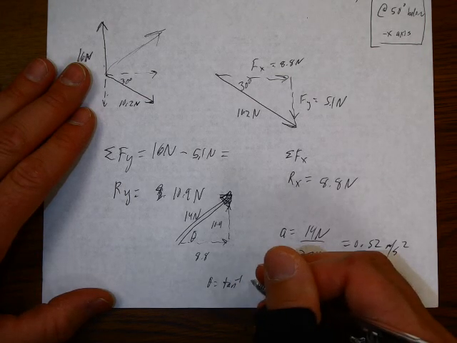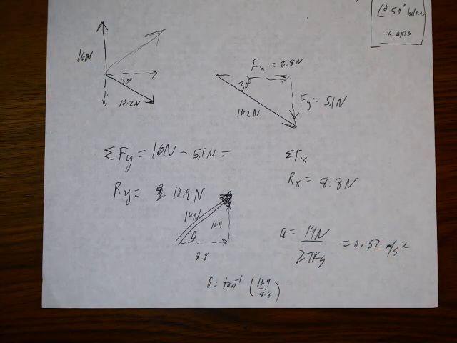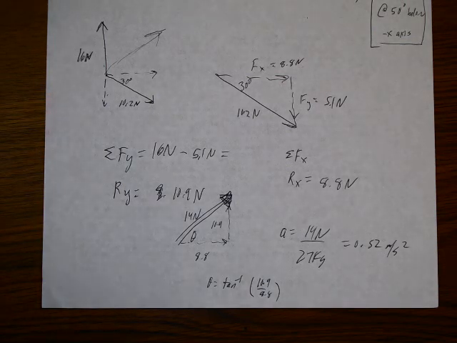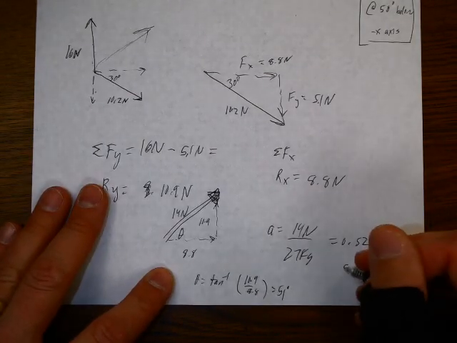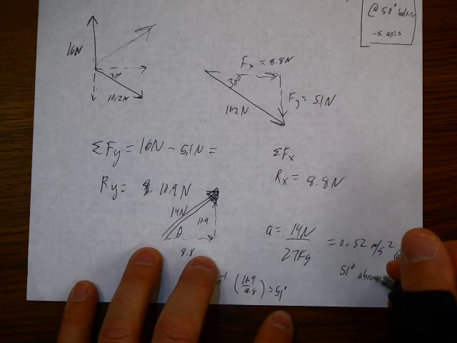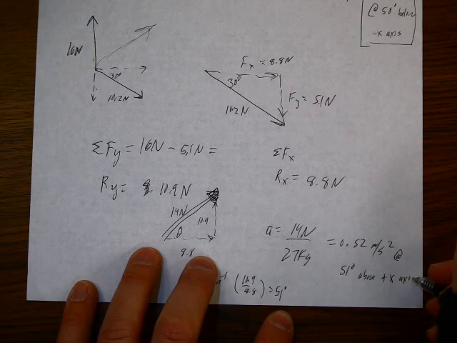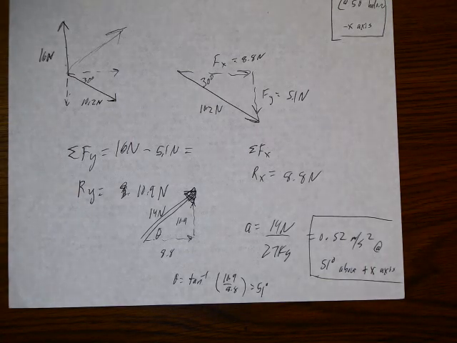Tangent inverse of 10.9 over 8.8. 9.6, does that sound right? I don't think so. 10.9 divided by 8.8. 51 degrees, that sounds better. At 51 degrees, and this angle is above positive x-axis. Like that. Questions on that one?